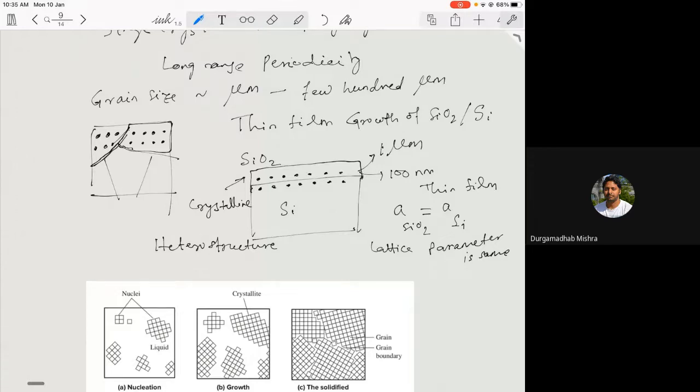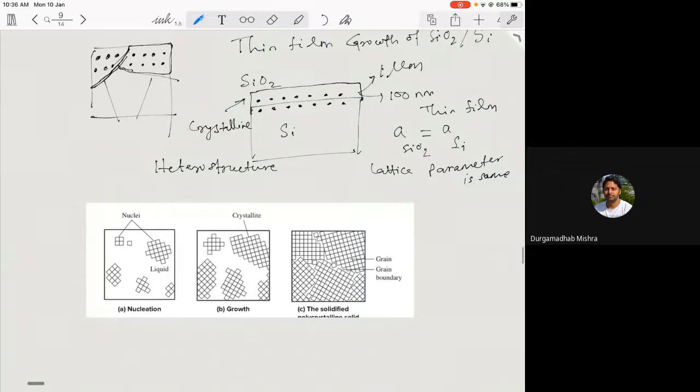Although now you have a different material, silicon dioxide and silicon, it can also happen. For example, many heterostructures in semiconductors happen quite often. So if we have time, maybe we will also discuss that. We will touch upon that point maybe next week.